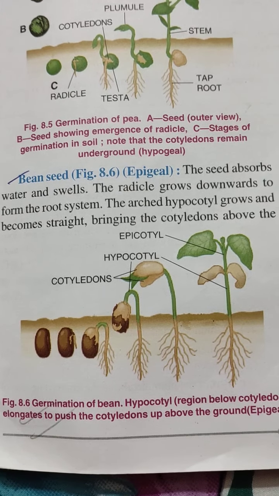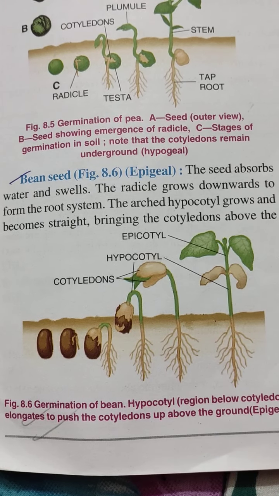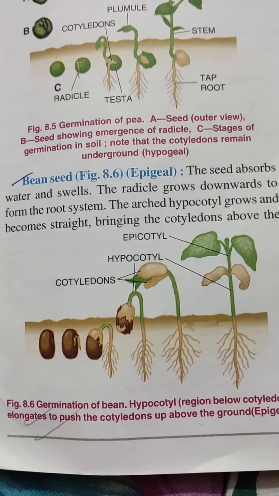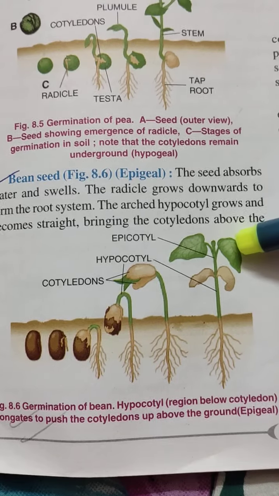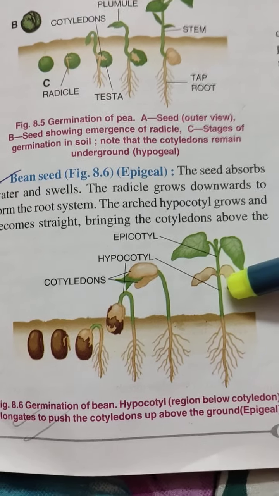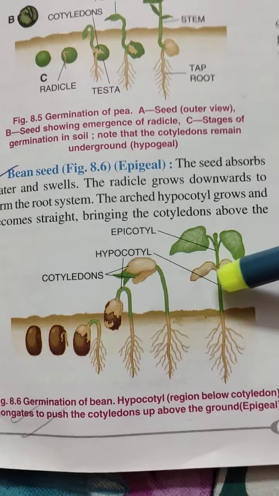Okay. The cotyledons become the first green leaves and soon fall off after the foliage leaves grow. So this is the foliage leaf. Before that, only the cotyledons were there as the first green leaf.